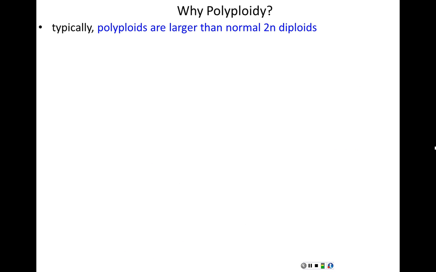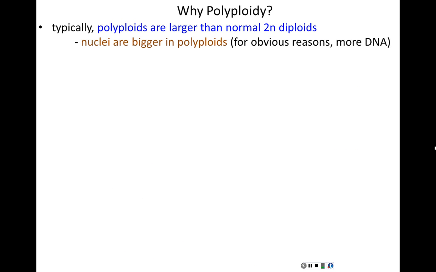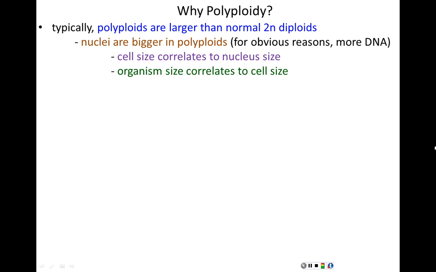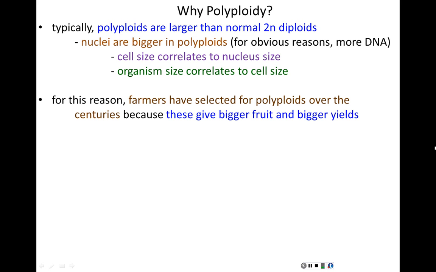So why polyploidy, though? Why would this happen? How would this happen? Why would there be any natural mechanism for this at all? Well, typically polyploids are larger than normal diploids. See, the polyploidy, the excess DNA that the extra sets of chromosomes causes the nuclei of the cells to be bigger, to accommodate that extra DNA. Cell size correlates to nucleus size, so as nuclei get bigger, the cells get bigger too. Tissue and organ size, and then as a result organism size, always correlates to cell size. Larger organisms tend to have larger cells, and smaller cells give rise to smaller organisms.